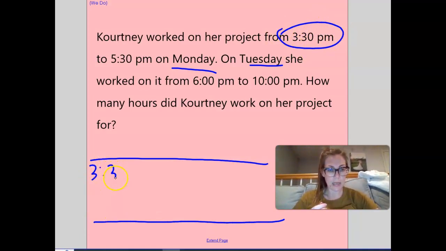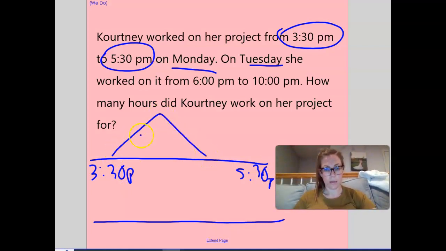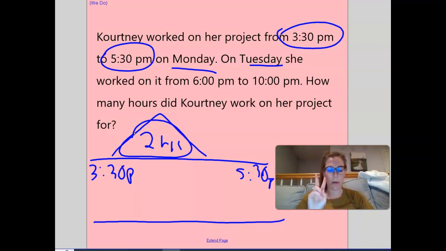And what time did she end on Monday? 5:30. Okay. I'll give you a second. I'm going to put a P for PM on each. How much time does it take to get from 3:30 to 5:30? Okay, good. That would be 2 hours total. So for the first time that she works on a project, she worked on it for 2 hours total.